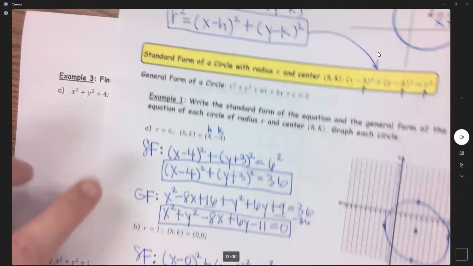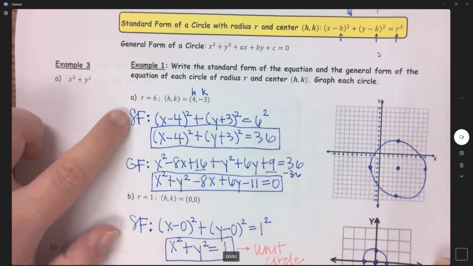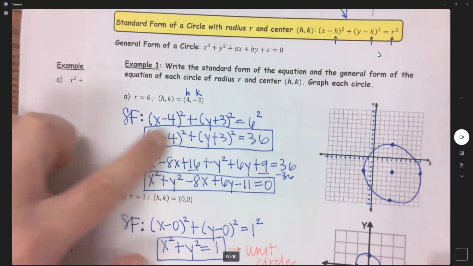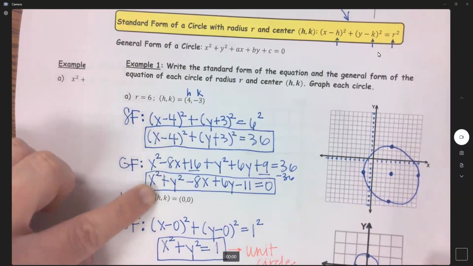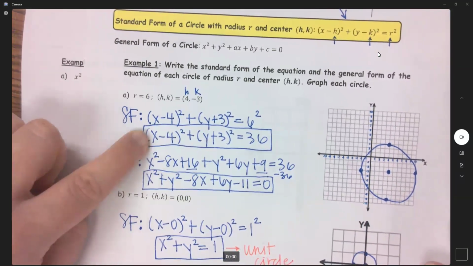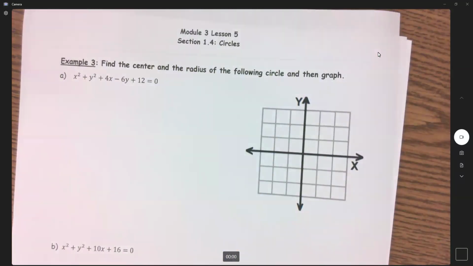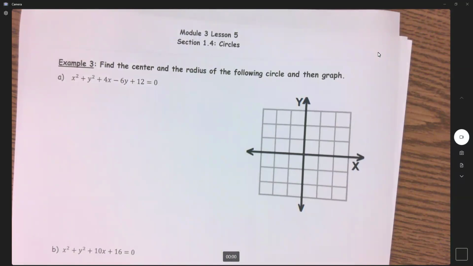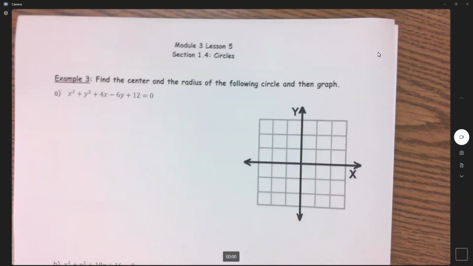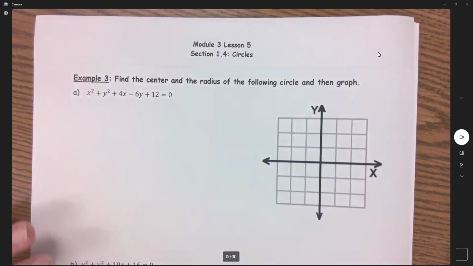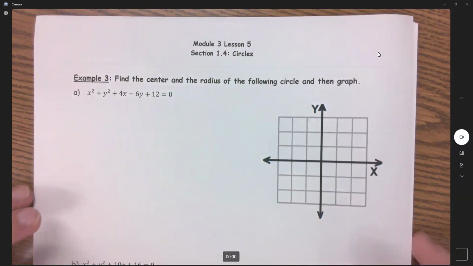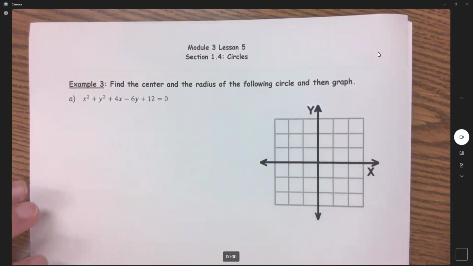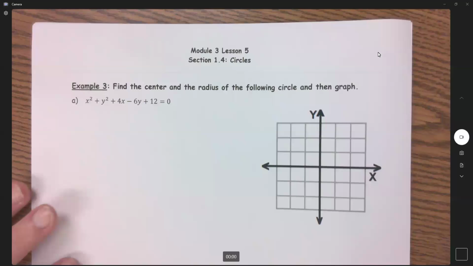So we have on this example, we went from standard form and expanded those out to get into general form. I'm now starting here and need to go to the standard form. So we do this by completing the square. When we complete the square, that's actually a technique to use to solve a quadratic equation, but we can apply the same technique to this.